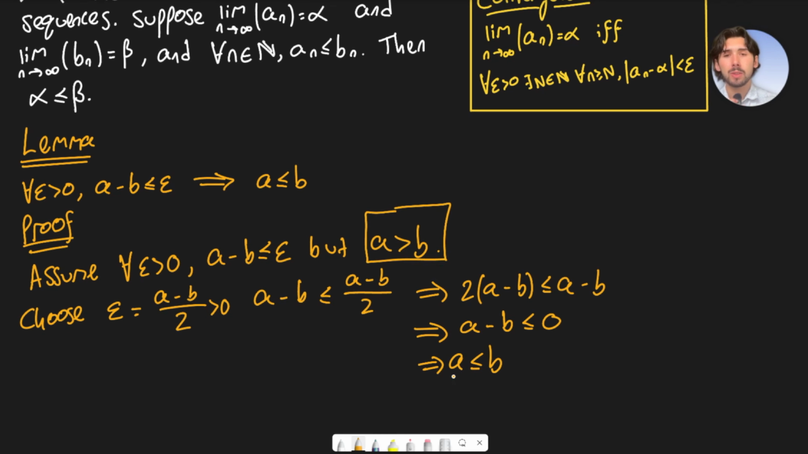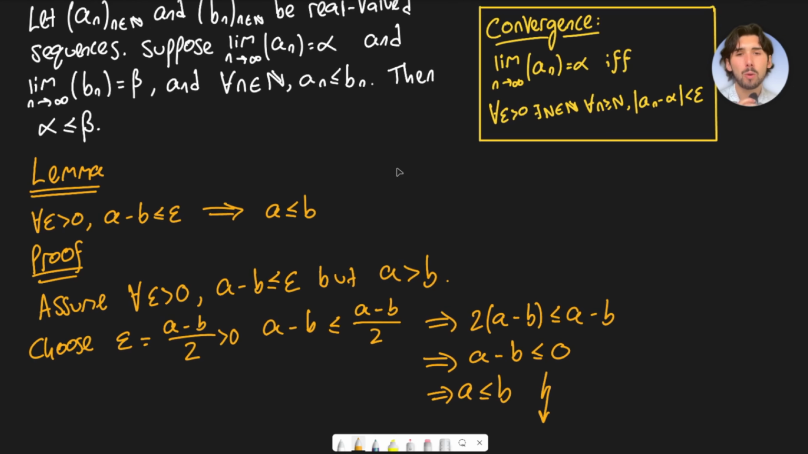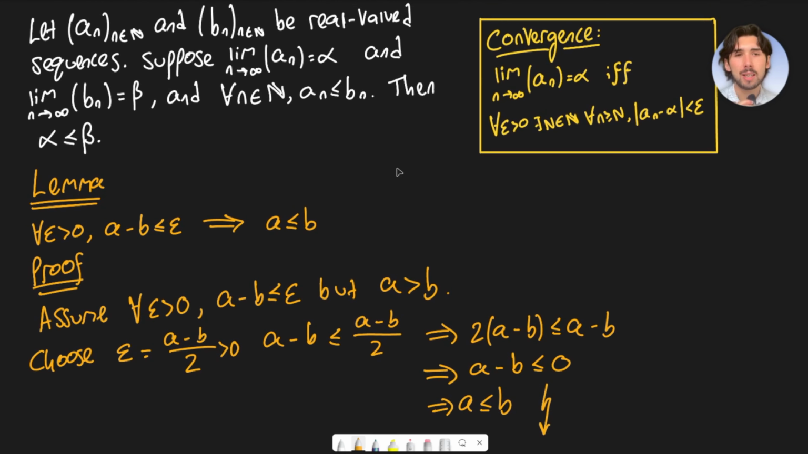Well, it can't. It's a contradiction. So that's a contradiction, which means that the original statement that we were trying to prove is indeed correct, because we assumed the opposite and it led to a contradiction. So therefore, for all epsilon greater than 0, if a minus b is less than or equal to epsilon, it means that a is less than or equal to b. Again, not obvious right now why we're doing that, but you will see in a couple of minutes.